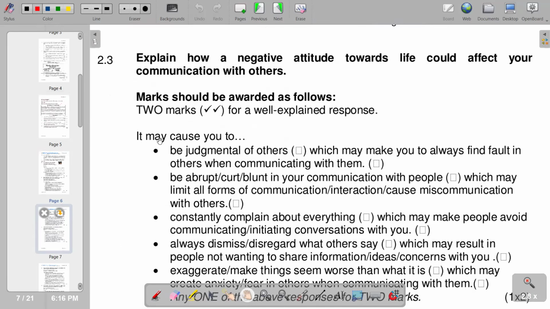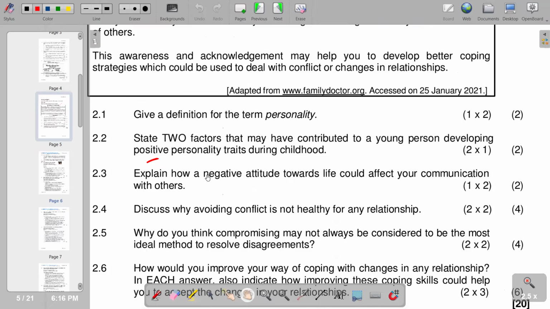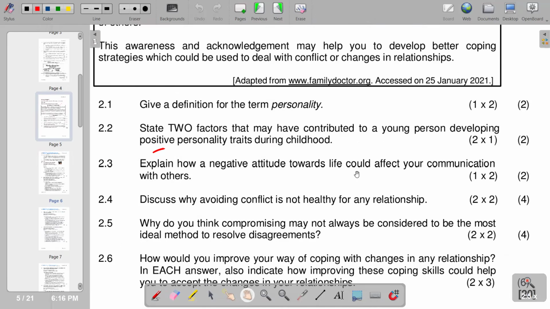Then we move on to the next part, which is 2.3. And see that 2.3 reads: explain how a negative attitude towards life could affect your communication with others. So how can a negative attitude towards life affect your communication with others? So we can include points like, you always dismiss or disregard what others say, which becomes a negative in terms of how you cooperate or associate with others.